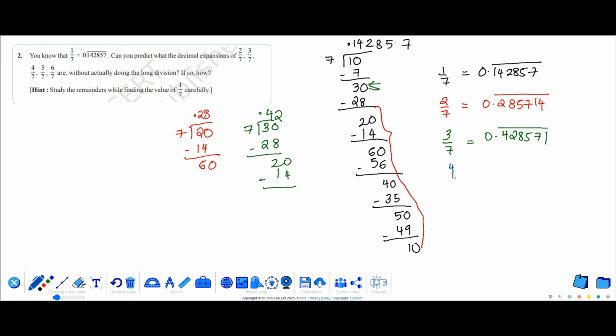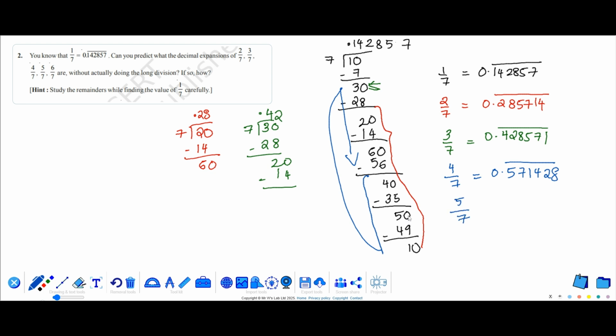Same way for 4 by 7. So 40 starts from here until it goes in this direction. It starts from 7 into 5, 35. So 0.57142 repeating, because it will keep on repeating. No, this is a recurring non-terminating value.